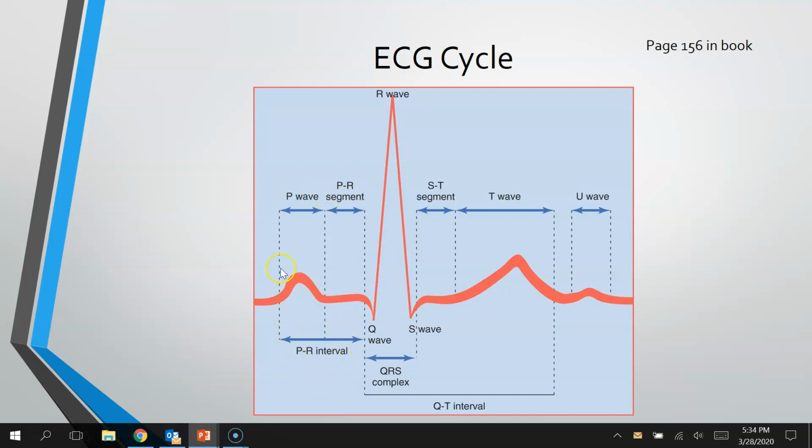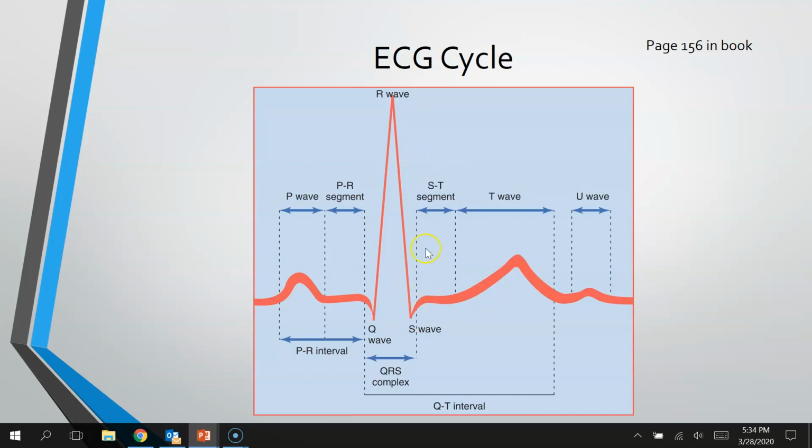The PR interval is actually from the beginning of the P wave all the way to the beginning of the QRS complex. The QRS complex is going to be all of those. This is where we're going to see a big influx, because this is when the ventricles are contracting. The atria are actually relaxing here, but you don't see it because the contraction of the ventricles is so much larger than that relaxation.